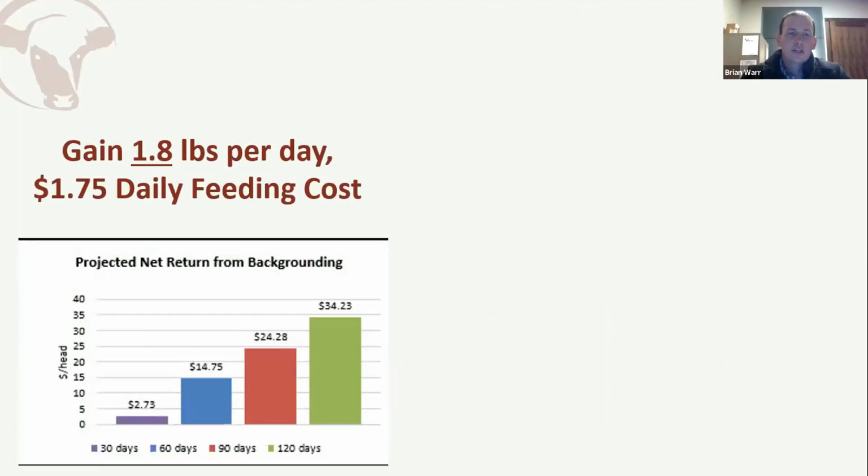So two things are really driving that profitability: cost of gain and duration of feeding. So if we gained 1.8 pounds a day and it costs us $1.75 a day to feed them, if we feed for 30 days, our net return is only $2.73. But since I'm in a positive feeding margin, keeping them longer is more profitable.